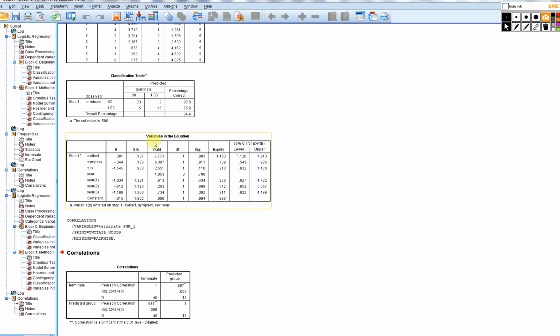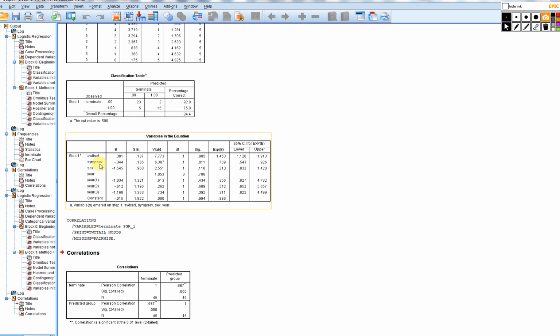If we look at the variables in the equation, you can see that avoidance of disclosure is still a significant predictor. Symptom severity was also a significant predictor. So again, as scores increase on avoidance of disclosure, the likelihood of terminating within the first 2 months is increasing. And you can see that the odds increase by a factor of 1.46.